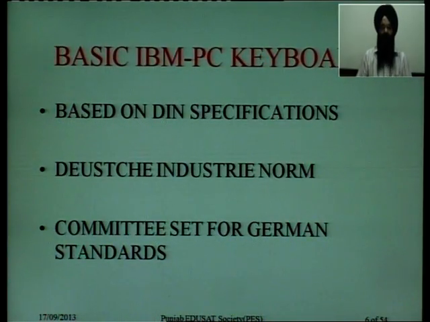The basic IBM PC keyboard was first of all designed by the International Business Machine Company of Germany. It is based on DIN specification. The DIN is the Deutsche Industry Norm, which was the committee set for German standards in a keyboard. Any keyboard with DIN specification had to have the standards as suggested by that committee, which was known as Deutsche Industry Norm.